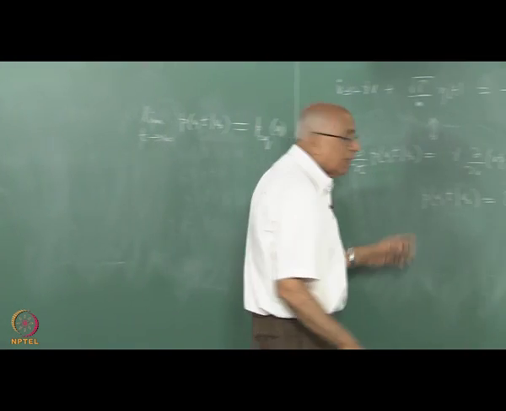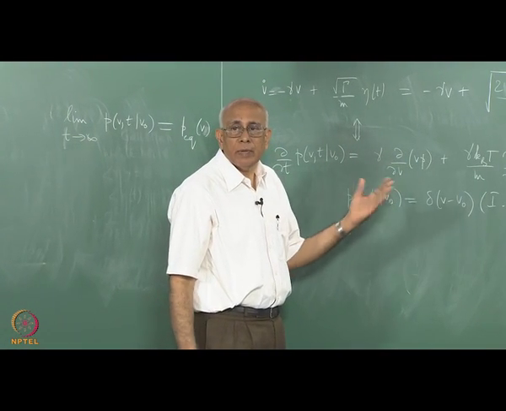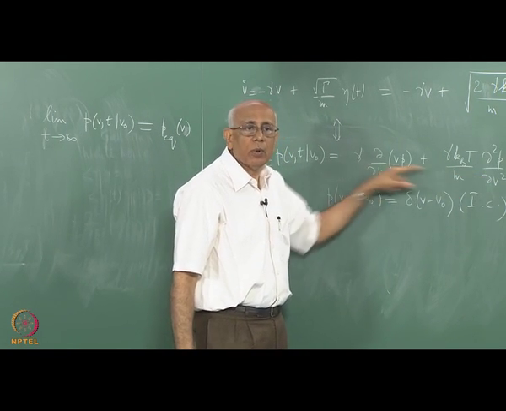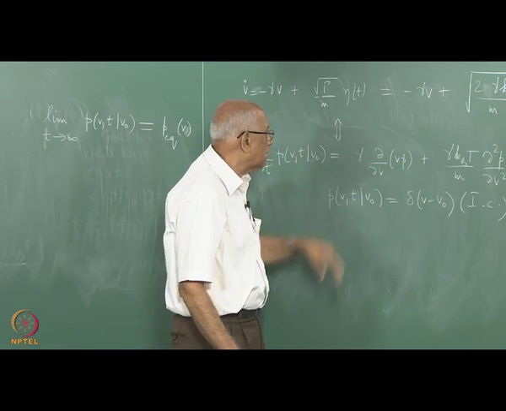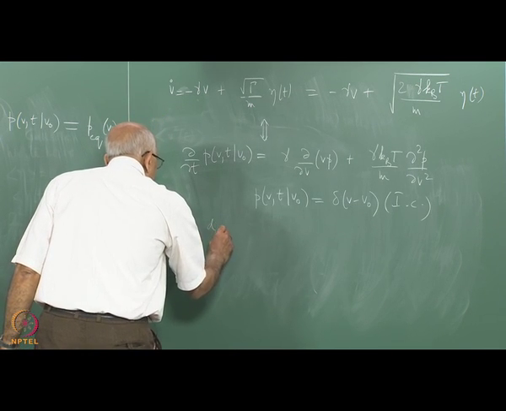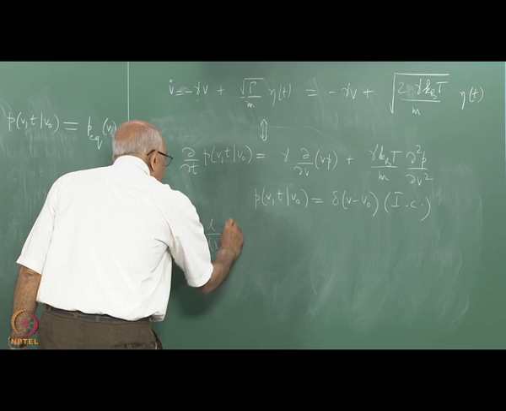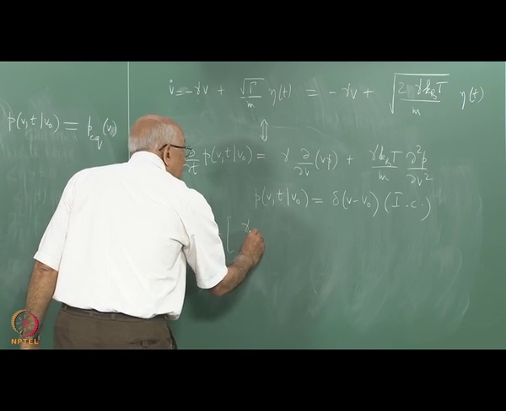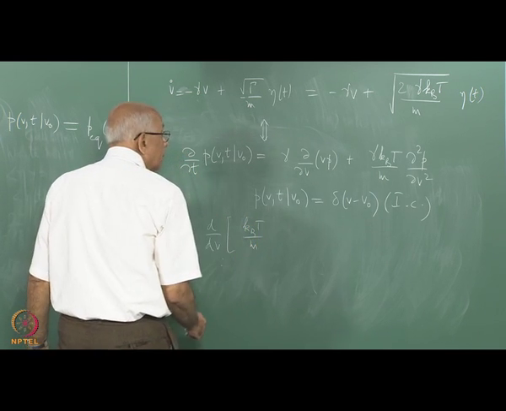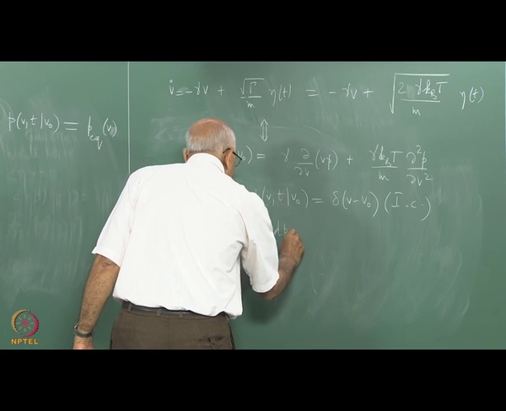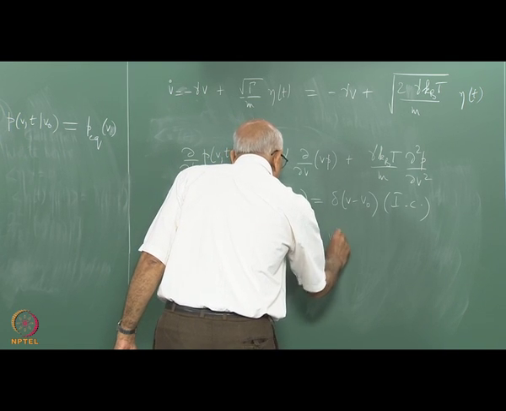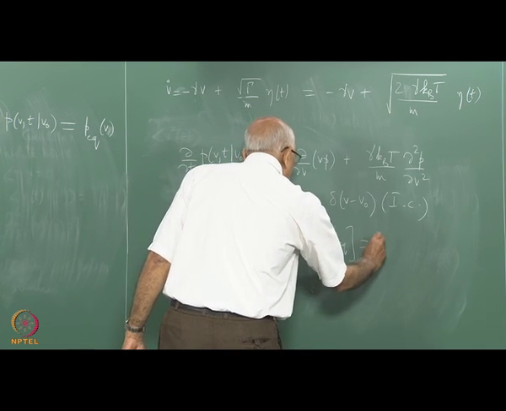Well, the stationary distribution does not have any t dependence, so I write ordinary derivatives with respect to v, and this quantity must be equal to 0. Of course gamma is a constant, so let us get rid of that, and then it says d/dv of kBT over m dp equilibrium over dv plus v times p equilibrium equal to 0.